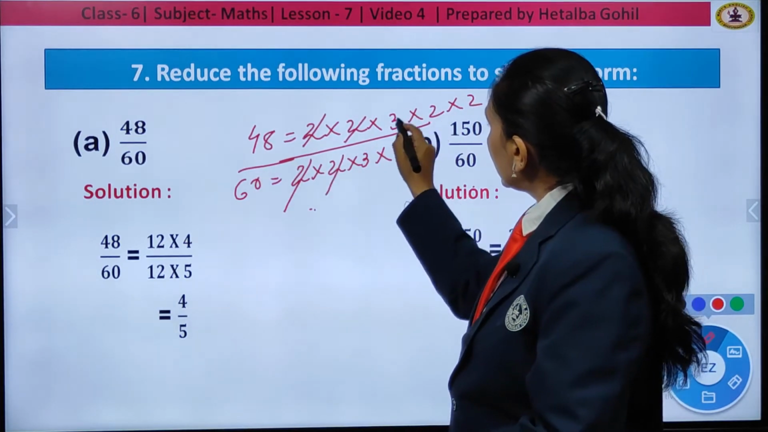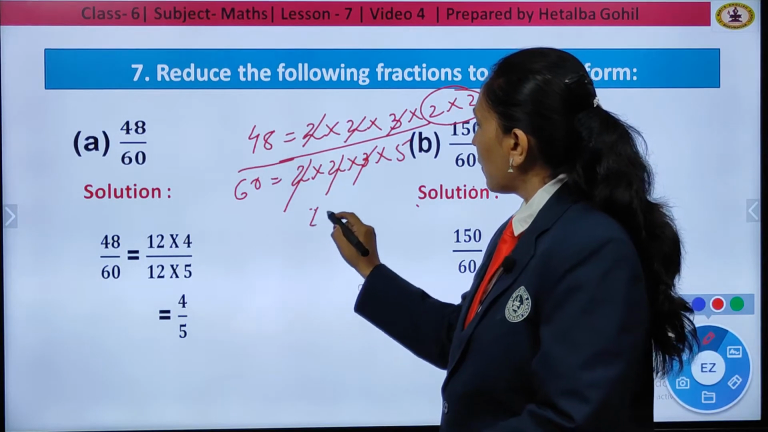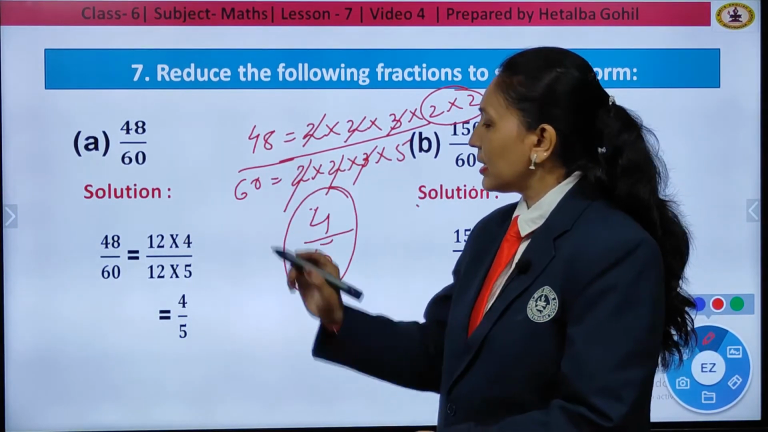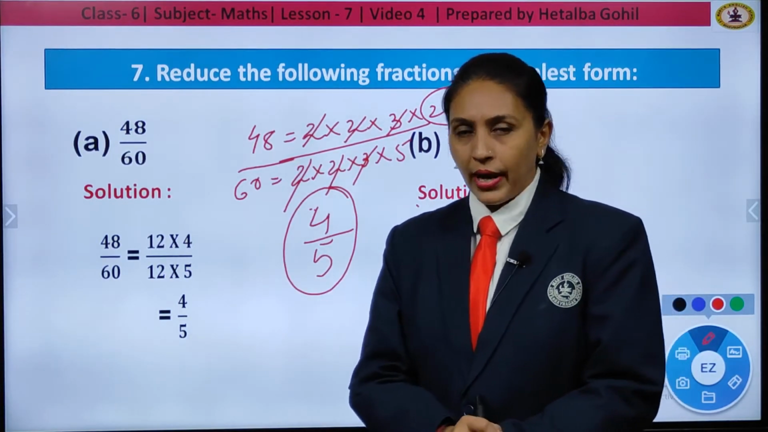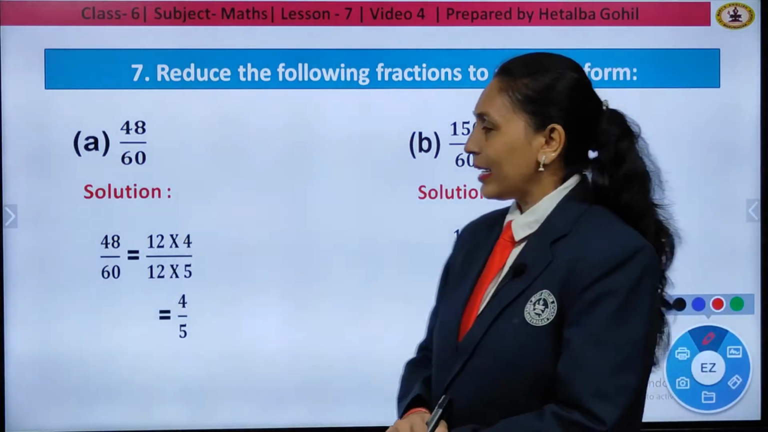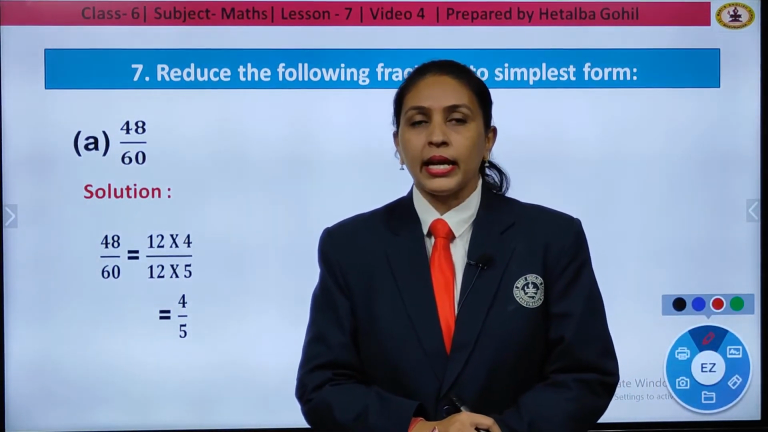Okay, still 3. Now what is left here? 2 into 2, that is 4, and in the denominator we have 5. So what we get as our answer here is 4 upon 5. So you can use two different methods. You can use the direct cutting method, and secondly you can get the prime factors and get the simplest form.